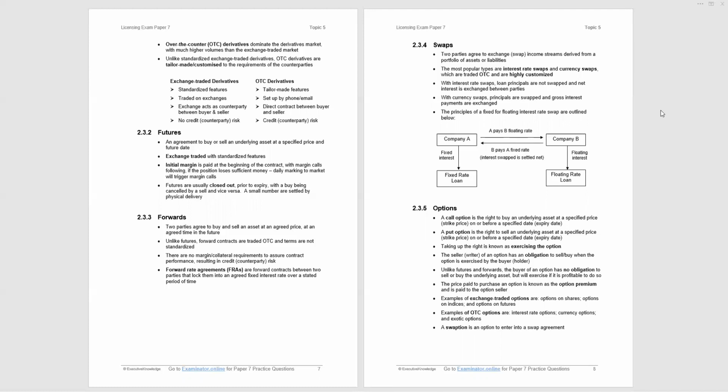Forward contracts, these are not traded on an exchange. These are over the counter. There's no margin, no collateral requirement, but there is counterparty risk, as we've said. And the two parties will agree to buy and sell an asset at an agreed price at an agreed time in the future. Now, one particular type of forward is a forward rate agreement. This is to do with interest rates. Forward contracts between two parties lock them in to an agreed fixed interest rate over a stated period of time. And it's locked into a fixed interest rate.